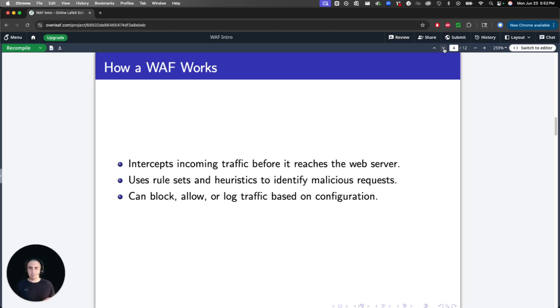How a WAF works. It's intercepting incoming traffic before it reaches the web server. So it's going to be right in front of the web server and make sure, hey, you're not going to get by unless you're good. It uses rule sets and heuristics to identify malicious requests. So you as the security architect or security engineer can make sure that your web application firewall has heuristics and rule sets that are the most effective at defending your application or your web server. It either blocks, allows, or just logs the traffic based on the configuration. So it's up to you as the engineer what you want to do.